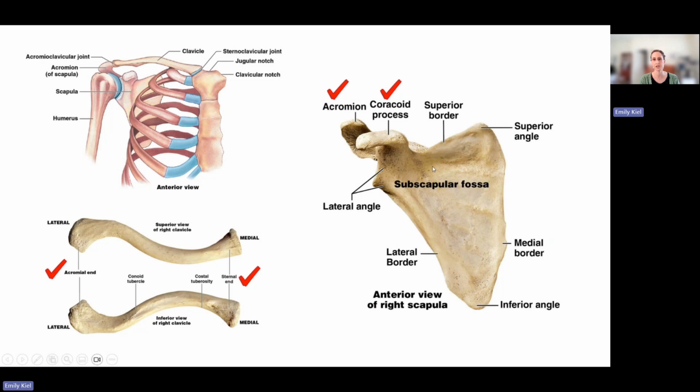Here is our scapula. Definitely know, is it the acromial process or is it the coracoid process? And make sure you say coracoid and not coronoid. You've got your lateral border, your medial border, and the superior angle. Notice this is an anterior view, so we're looking at the left scapula almost through the ribs, and then you've got your subscapular fossa here as well.